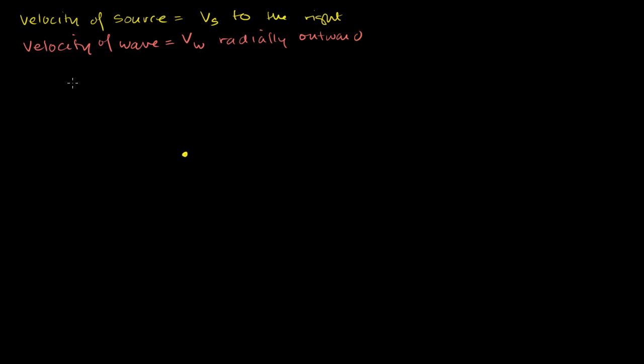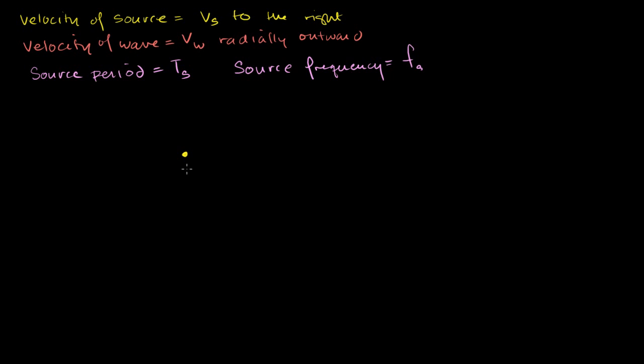So let's just say that it has some period. The source period, which is the period of the wave from the perspective of the source, we'll call it t sub s. And the source frequency, which, hopefully it's intuitive now, would be the inverse of this, we'll call it f sub s. And these two things are the inverse of each other. The inverse of the period of a wave is its frequency, and vice versa.